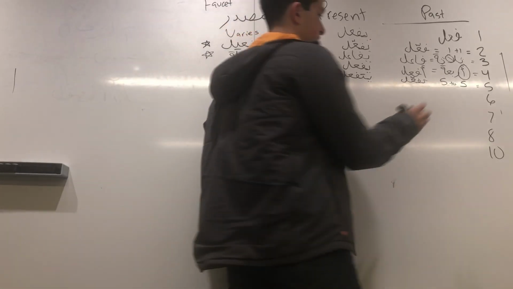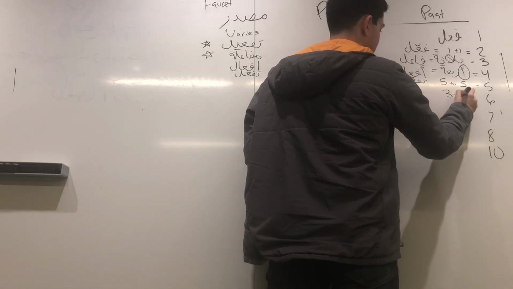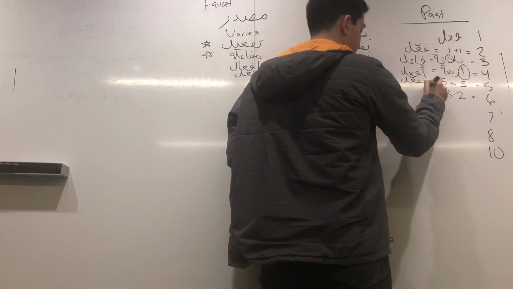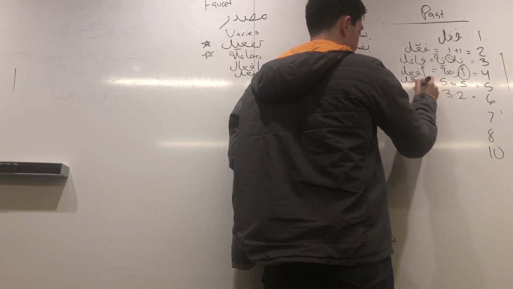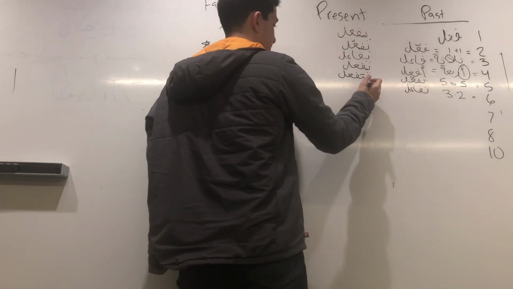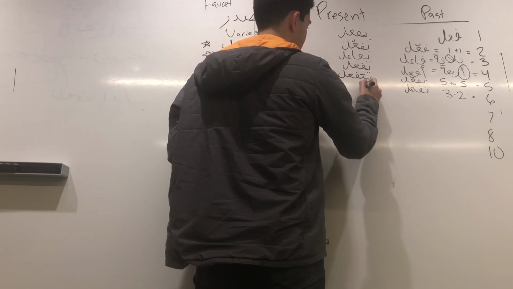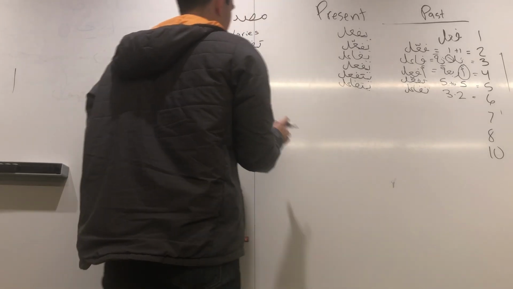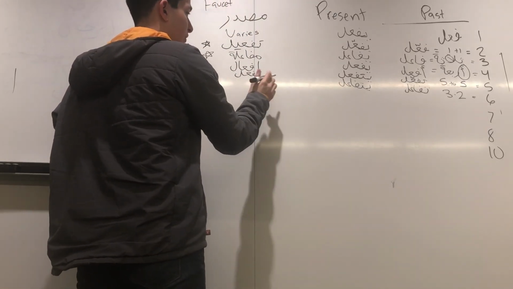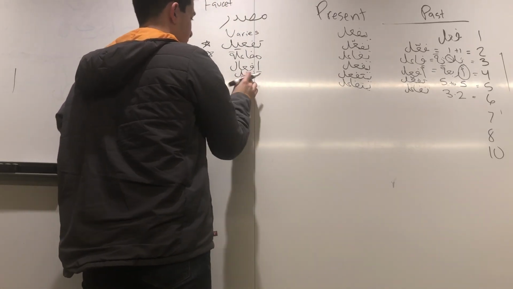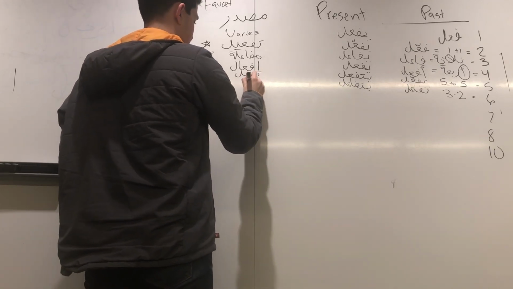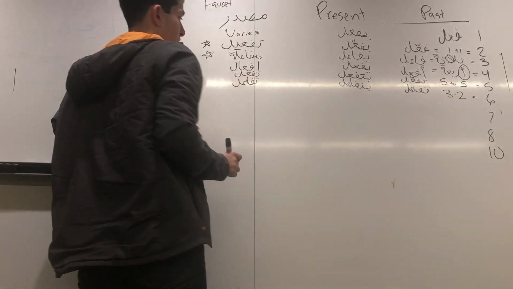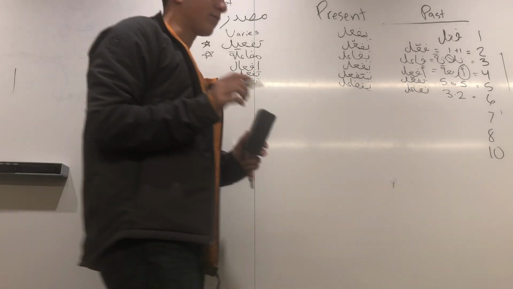Form 6, remember 6 is equal to 3 times 2. So we take our form 3 and add a 2 in the front, add a ta in the front. Tafa'ala. There's no alif in the front, so to make it present, we just add a ya. And 5 and 6, remember, are the same when we make it into masdar. And that's form 6.